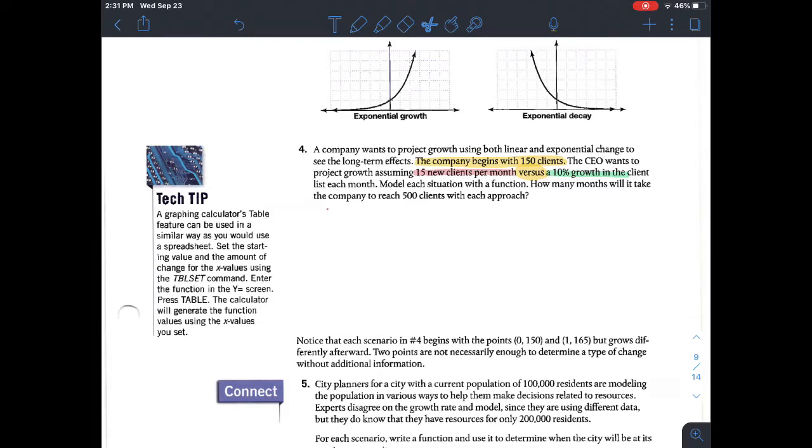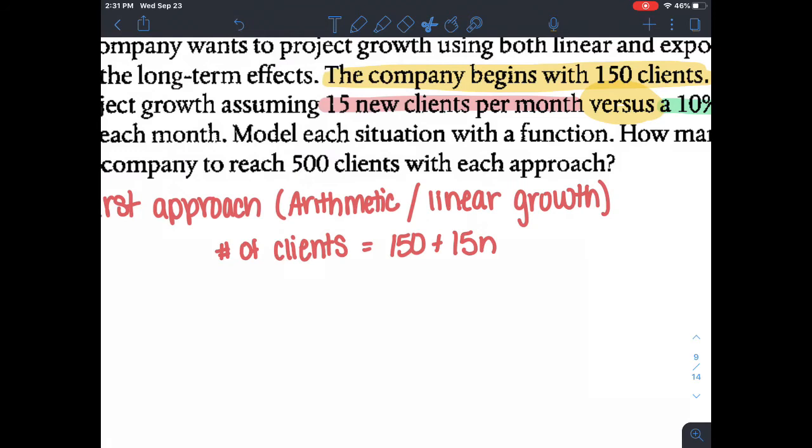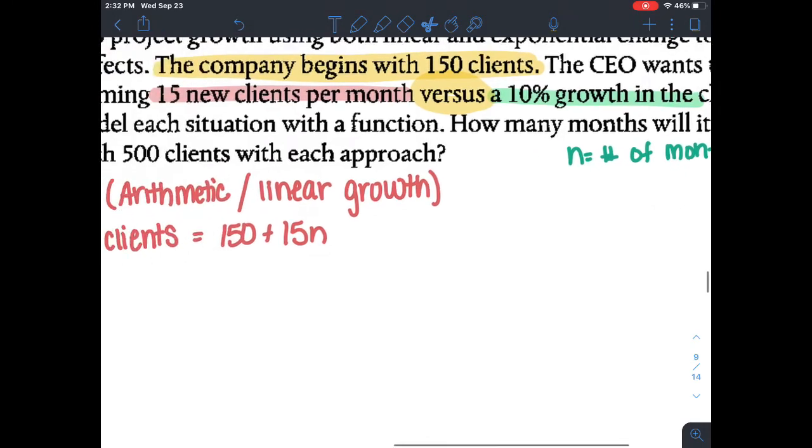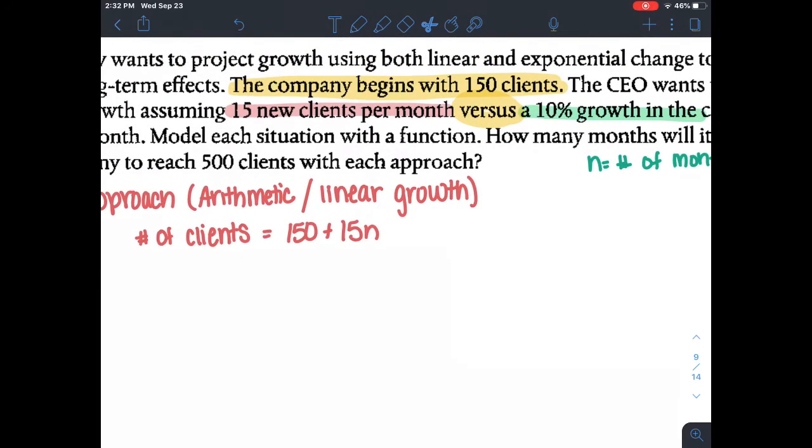So with the first approach, we're going to be using arithmetic because we are adding 15 new clients each month. So the number of clients that we have equals the initial amount of clients, which is 150, plus 15 clients each month. And N is going to represent the number of months in this case. Why did I choose N? I don't really know. I could have chosen X. I could have chosen M.